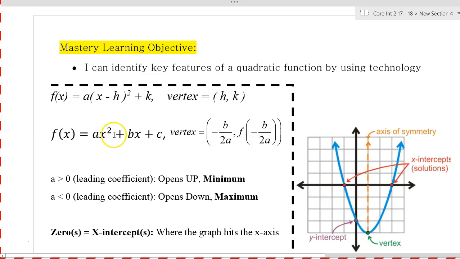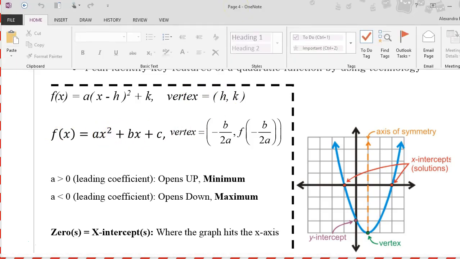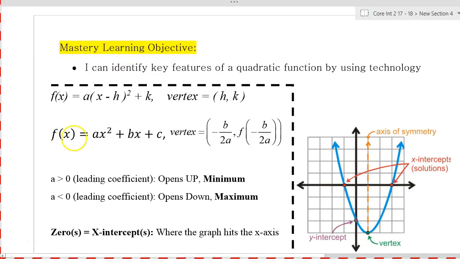We also have this form here, which is standard form. And this is how you find the vertex. We're never going to worry about that too much. We'll usually use the vertex form, or we'll use a graphing calculator to find that.